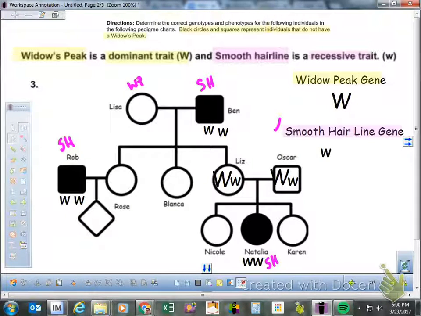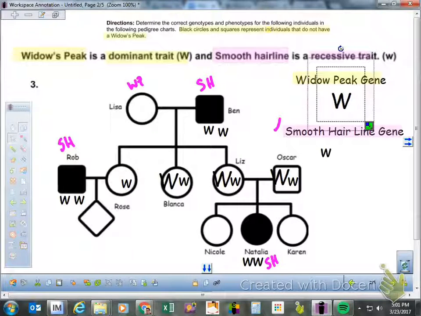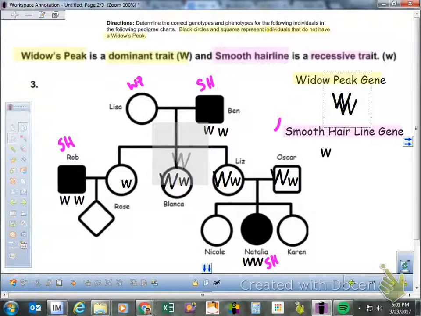Now let's move to Blanca and Rose. We know that Ben only has these recessive genes to give, so he has to pass one on to Blanca and one on to Rose, because one comes from dad, one comes from mom. We also know that they have a widow's peak, so one of these has to be there in both scenarios. So both Blanca and Rose have to be heterozygous because they have a widow's peak.